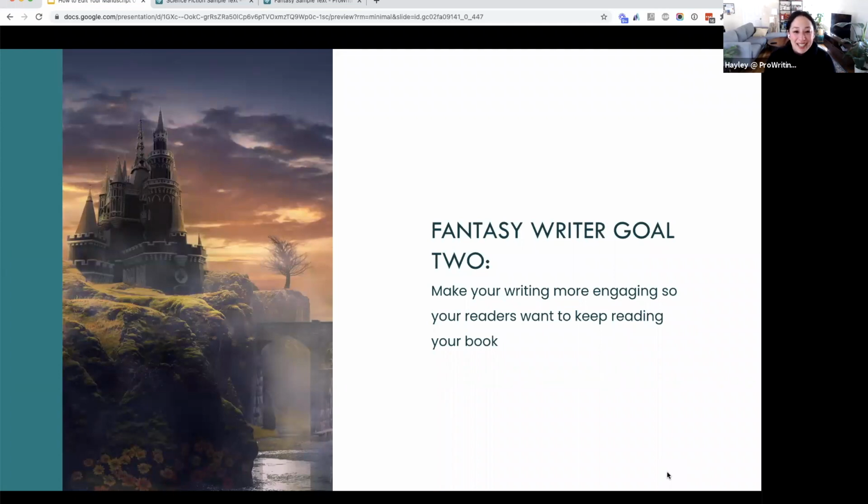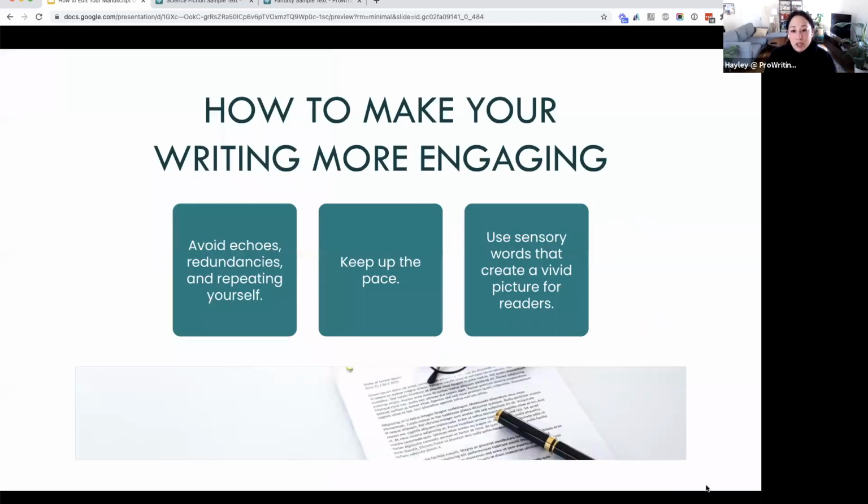If our writing is not engaging, they will start to snore, they will put it away, and that is no good because you've spent hours and hours building your world, crafting amazing characters, and we want them to keep reading. So there's 3 ways to make your writing more engaging using ProWritingAid.